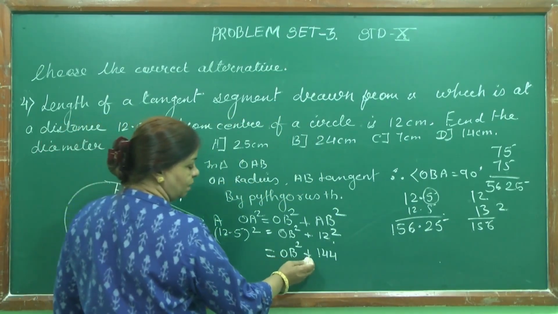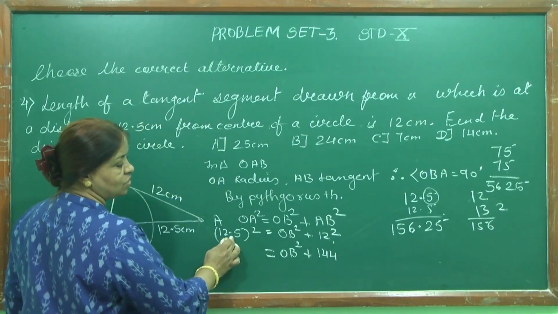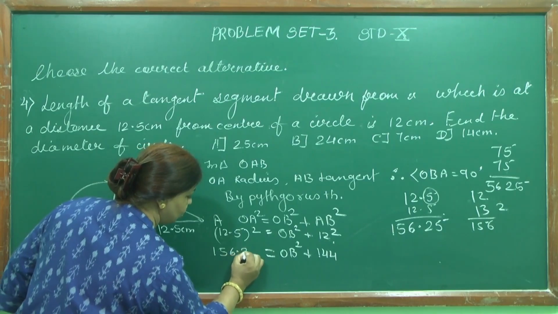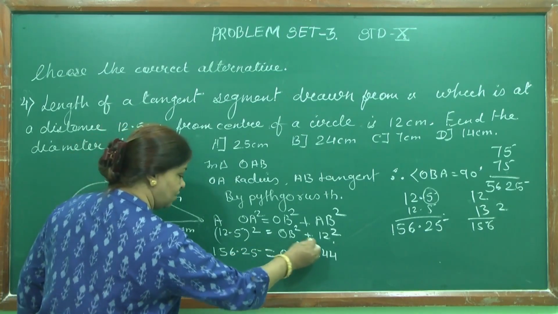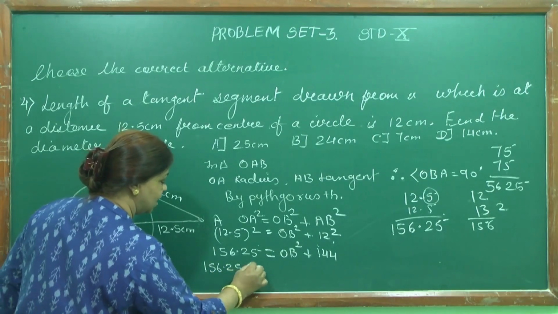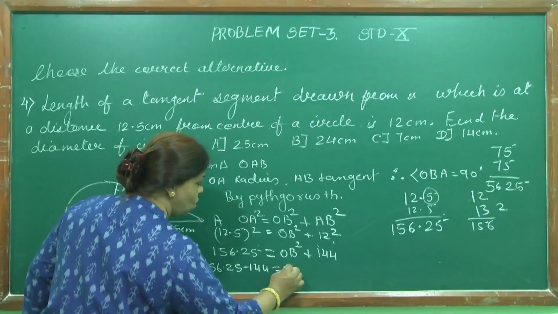So, OB square plus 144. 12.5 square is 156.25. Now this number will be coming here: 156.25 minus 144 is equal to OB square.